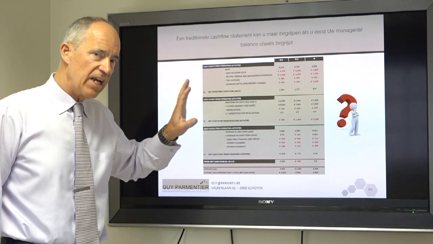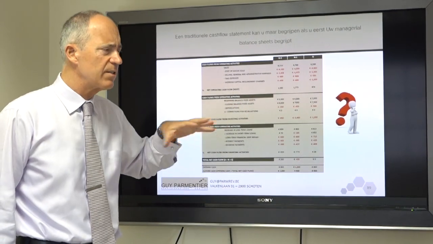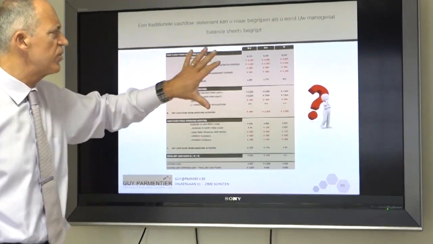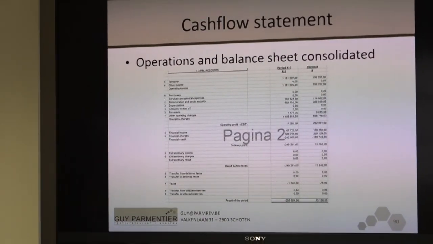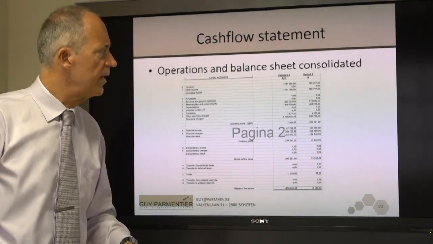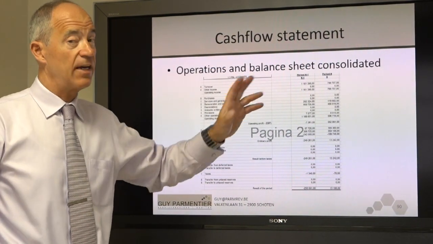So I will explain how you have to make your cash flow statement in such a way that you will understand exactly what's going on in the company by reading it. In fact, in a cash flow statement, what are we doing? We are consolidating, putting together a balance sheet and a P&L.